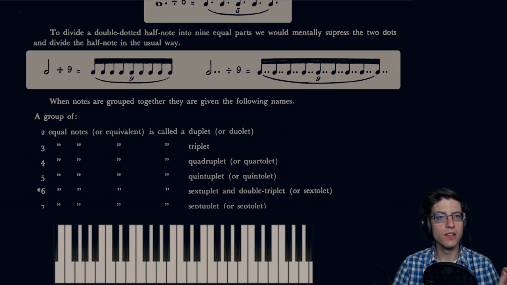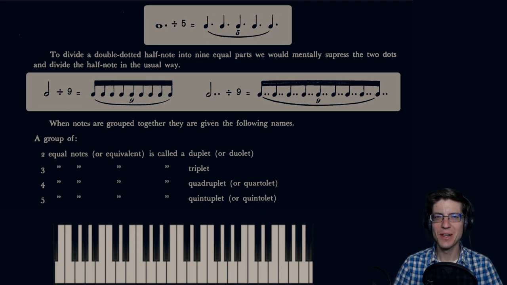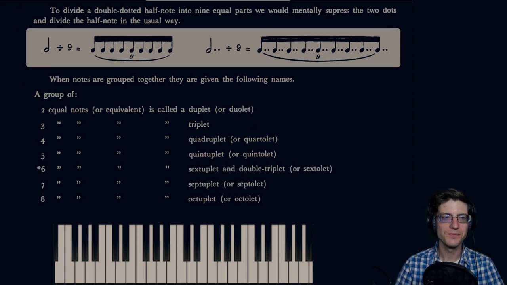To divide a double dotted half note into nine equal parts, we would mentally suppress the two dots and divide the half note in the usual way. There we go. So notice what's going on is you're simply chopping off whatever it is, whether it's dotted or double dotted, and you perform your division and then you add your dot at the end.